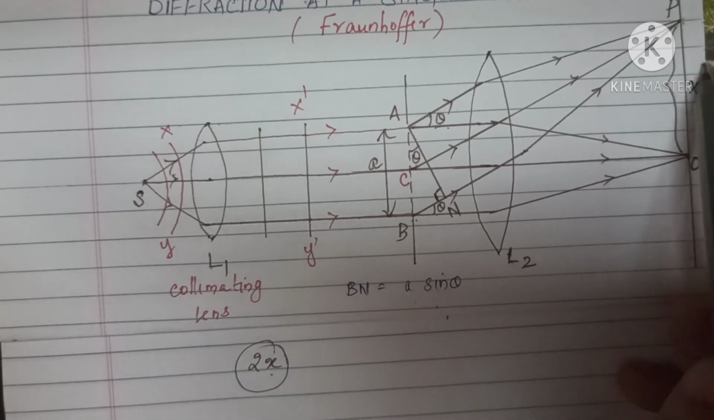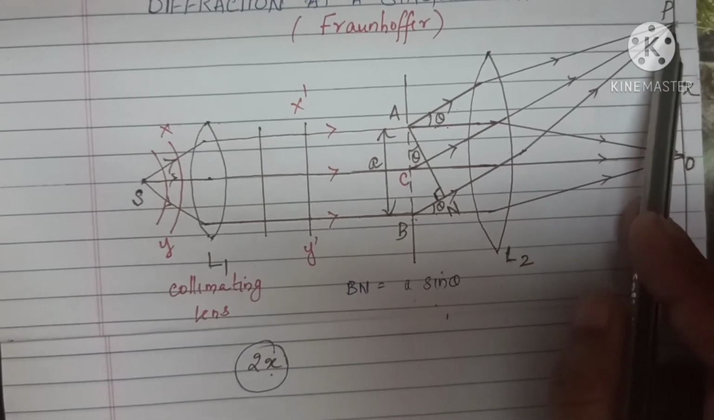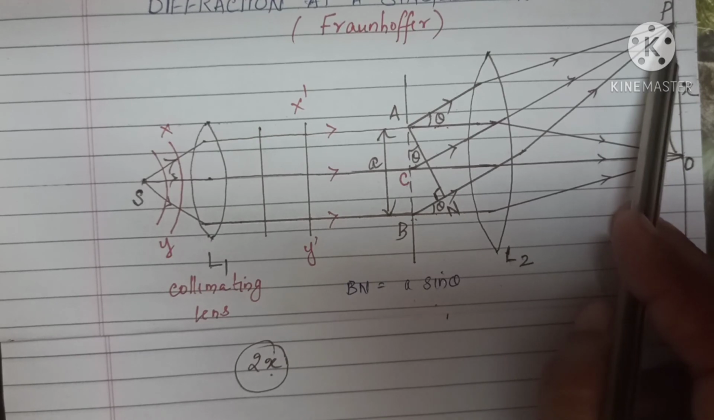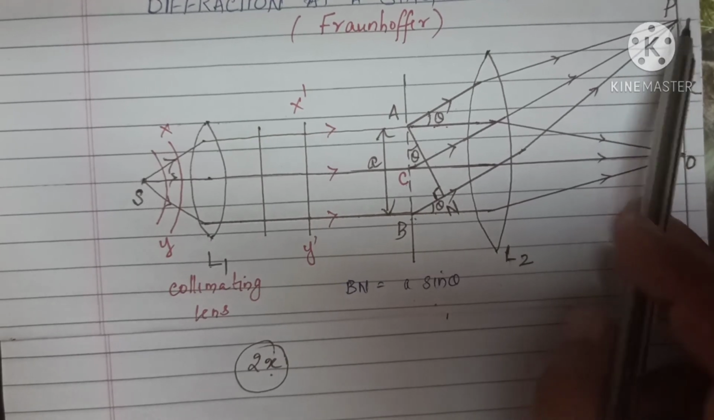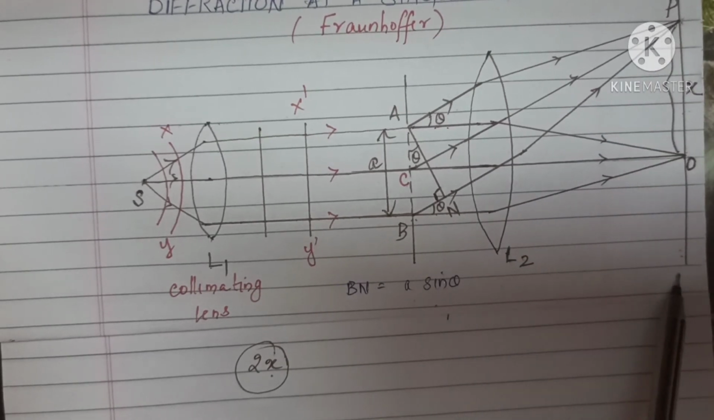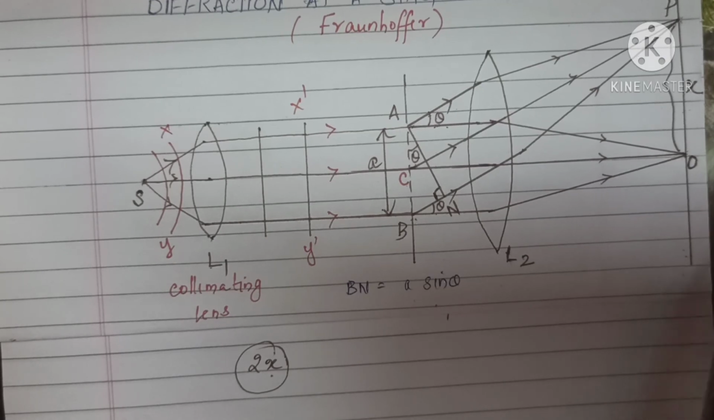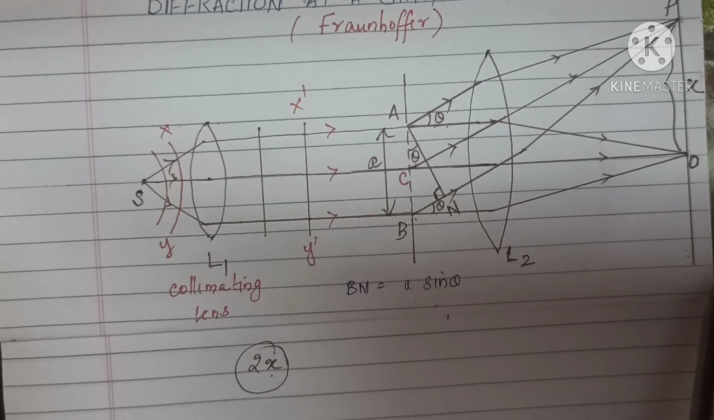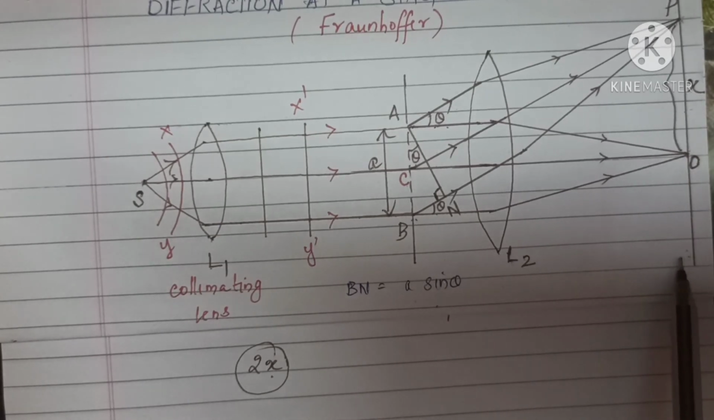Why? Because this is only one part, above the point O, which we take as a secondary minimum. Similarly, one point will be there below, which is also a secondary minimum on the other side. So the width of the central maximum means the distance between the secondary minima on the two sides. If this is x, this x should be calculated so that x plus x gives you the 2x value, which we call the width of the central maximum.